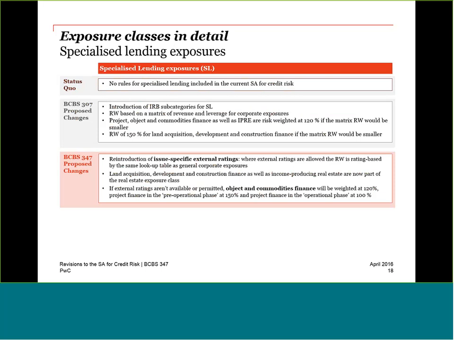Specialized lending will be object and commodity finance, and project finance in a pre-operational and operational phase, with flat risk weights of 100, 120 and 150%. And what is also important, there is the possibility to use issue-specific external ratings. However, in practice, most of those specialized lending exposures won't have external ratings, and therefore we end up with those rather conservative flat risk weights that I just told you about.